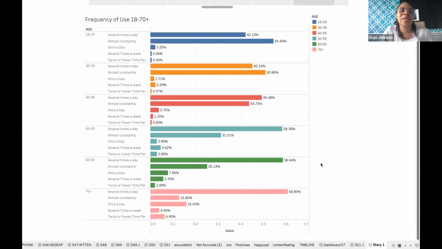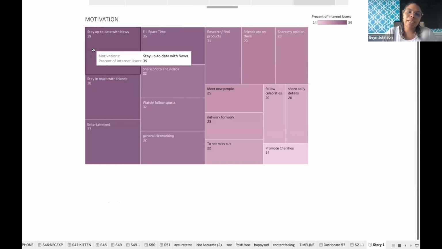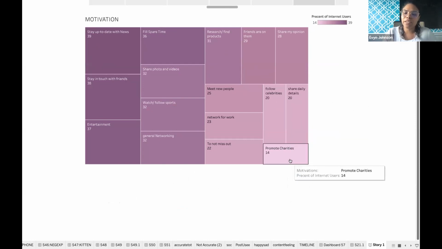And the same thing goes with people 18 through 70. You can see that again, several times a day and almost constantly is the thing that people pick for how often they use social media. For reasons that people use social media, the number one reason was to stay up to date on news, with the very bottom reason being to promote charities.